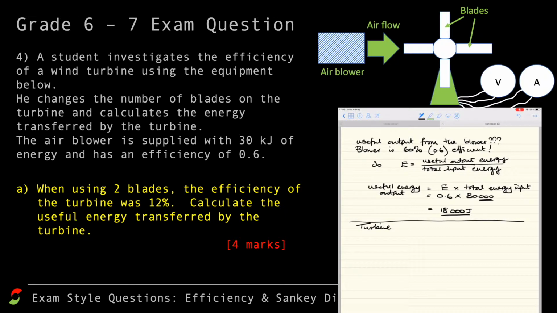So now for the turbine. Well, the turbine has an efficiency in terms of percentage of 12%, which is 0.12. I'm just going to stay away from percentage in a moment, so I'm going to use 0.12 for my efficiency. And we can say that the total input is going to equal that 18,000 joules. I've already calculated it.